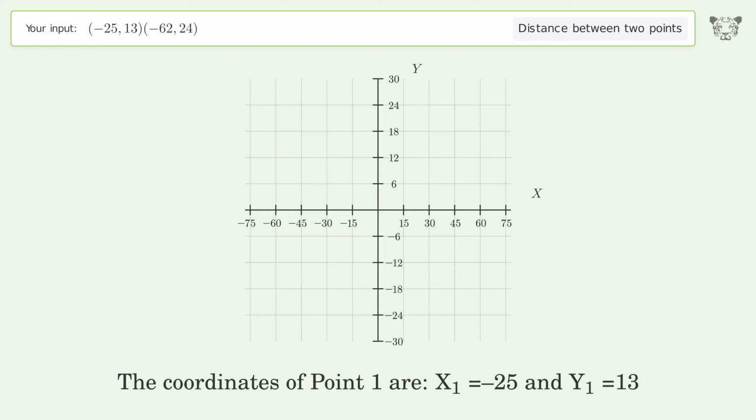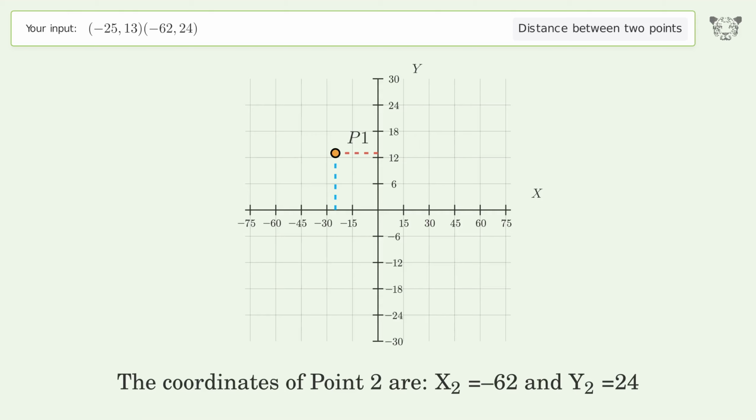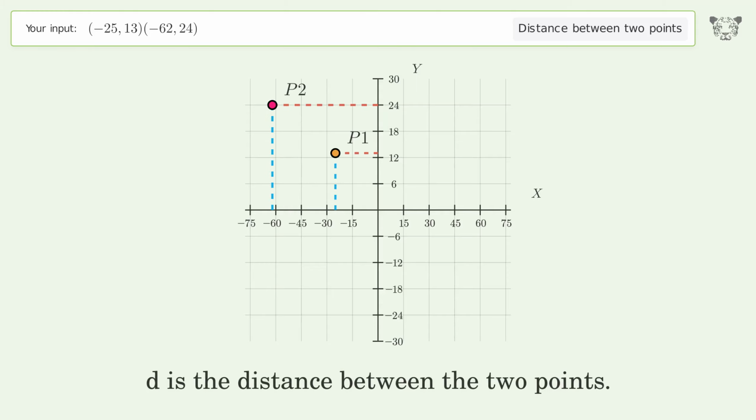The coordinates of point 1 are x1 equals -25 and y1 equals 13. The coordinates of point 2 are x2 equals -62 and y2 equals 24. D is the distance between the 2 points.